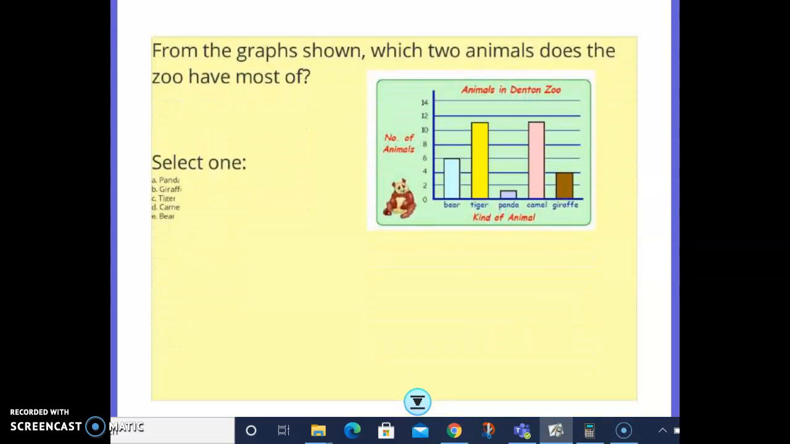Looking at the graphical section then. From the graph shown, which 2 animals does the zoo have the most of? The ones that are the most, the 2 here, so tiger and camel.